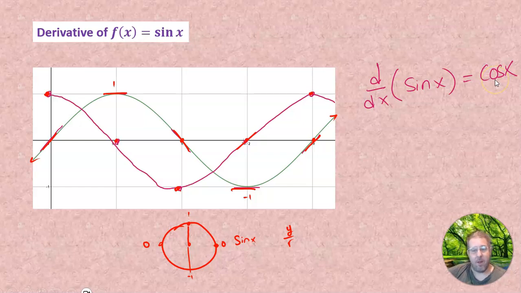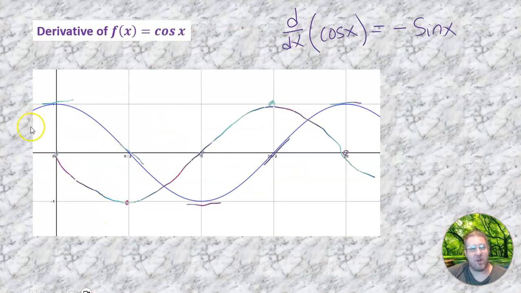Now I know what you're thinking. What does that mean? The derivative of cosine is sine? Well, actually it isn't. And we're going to explore that in the next one. Here's what a cosine graph looks like. That blue one is literally what we just had on the last video. So let's do the exact same thing.